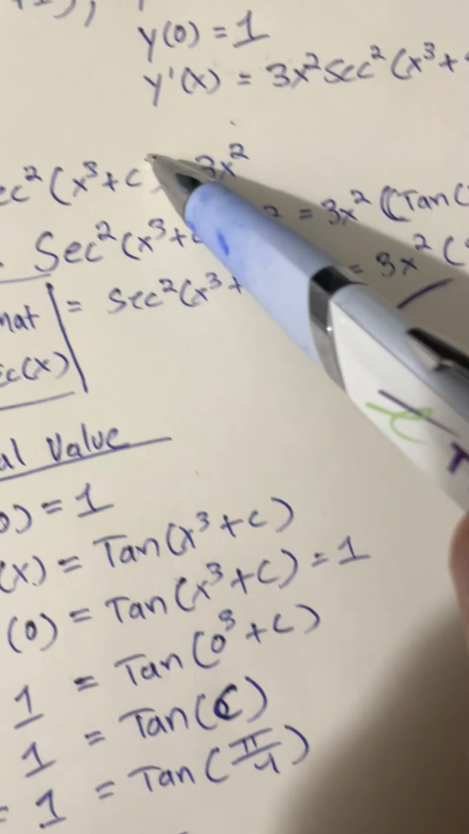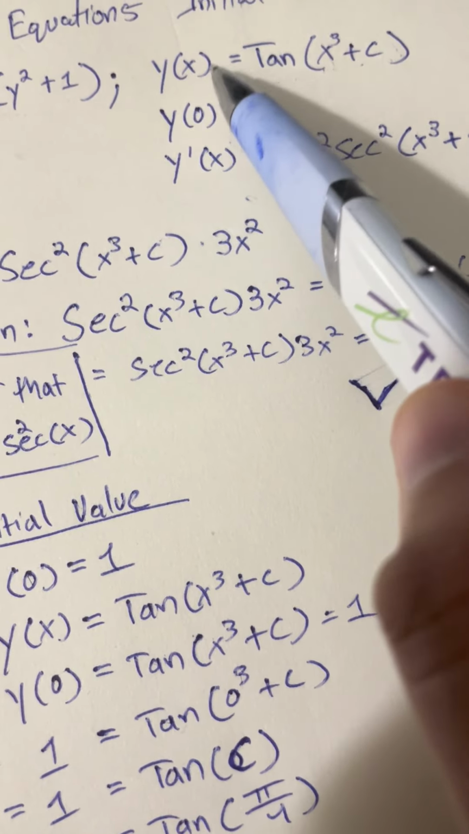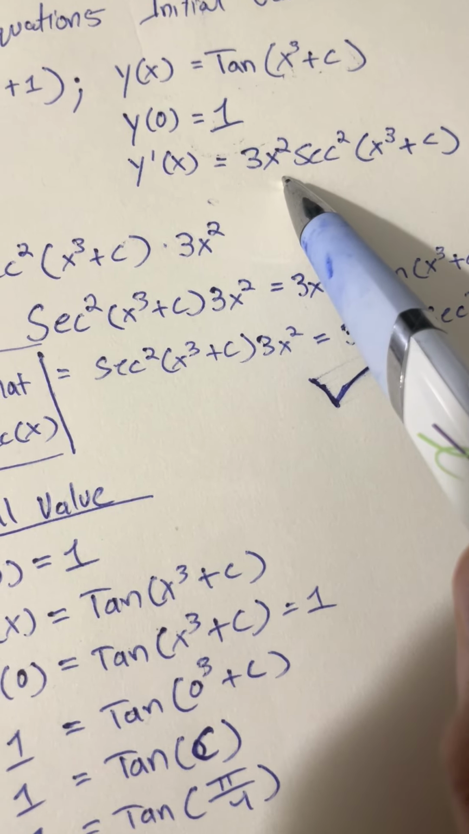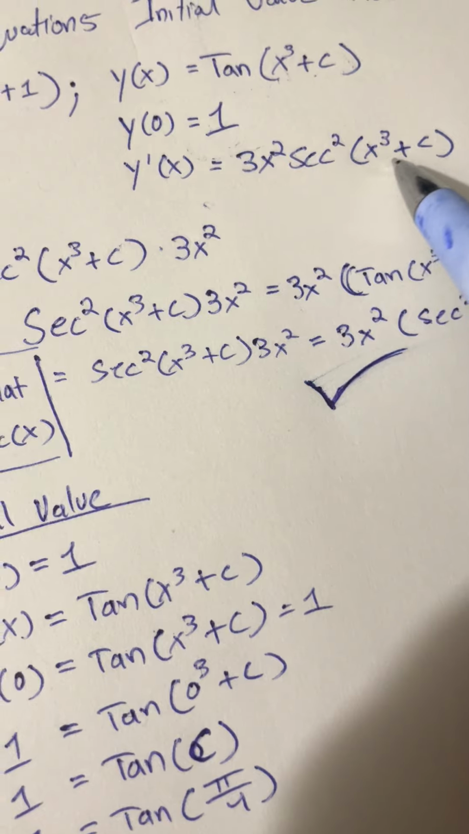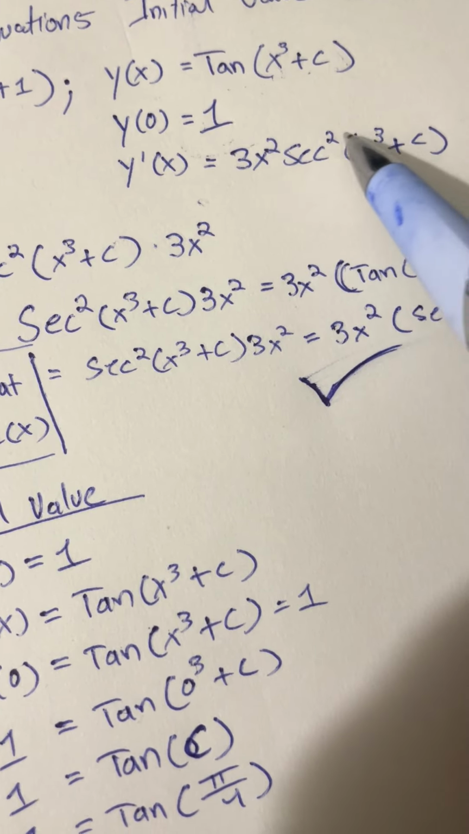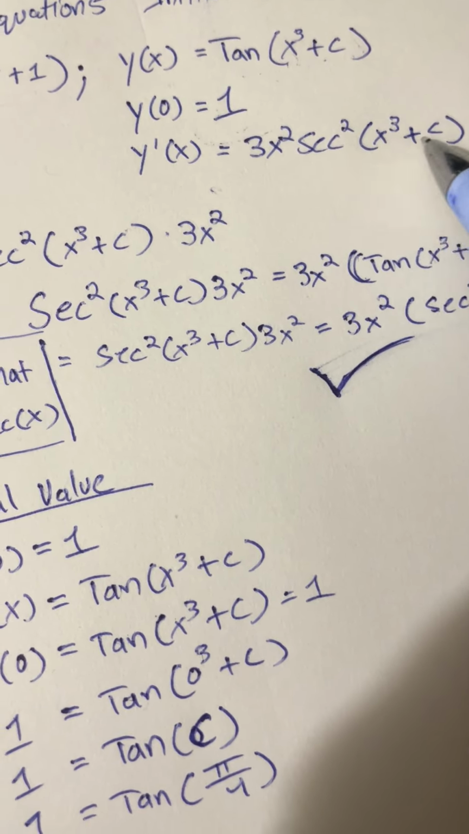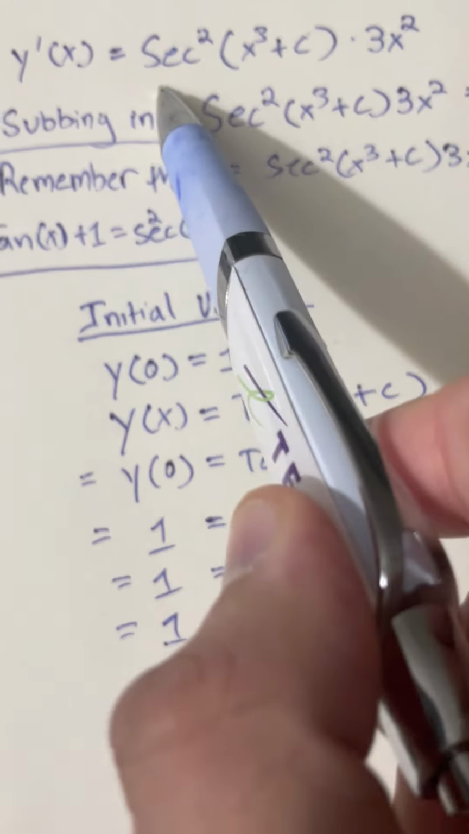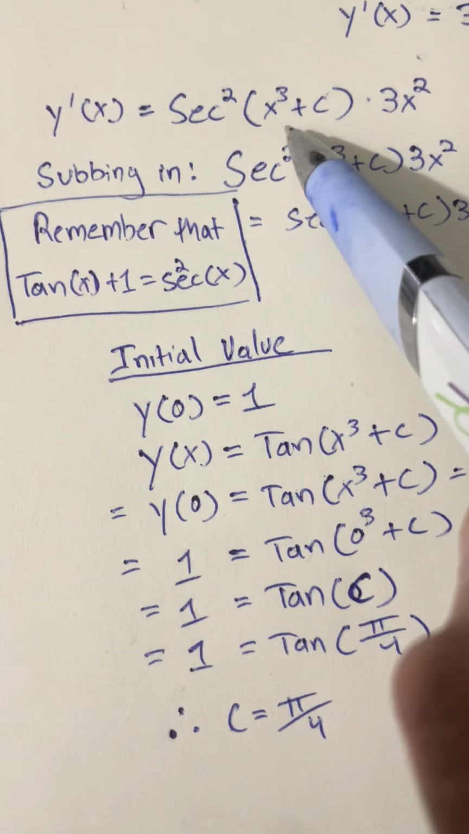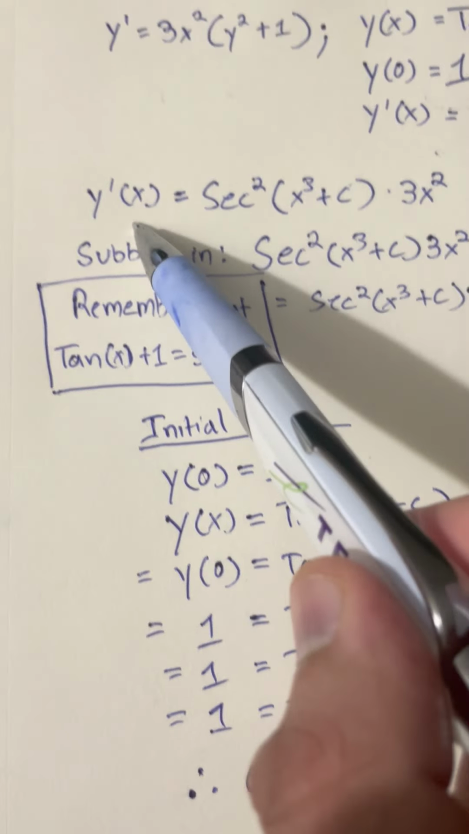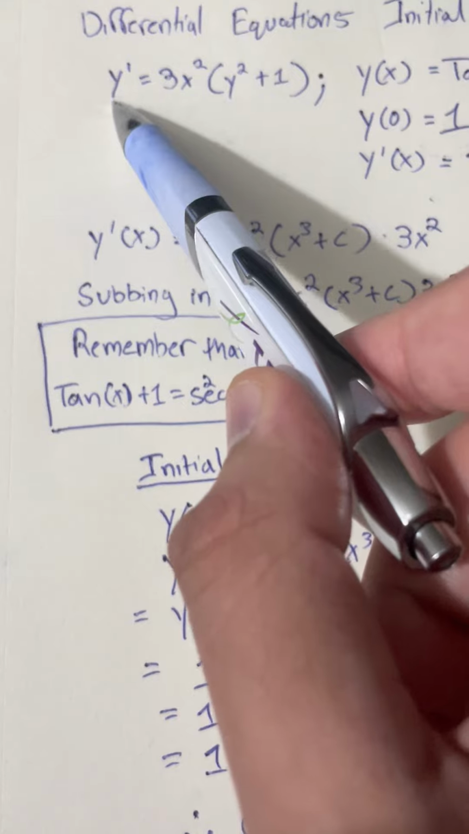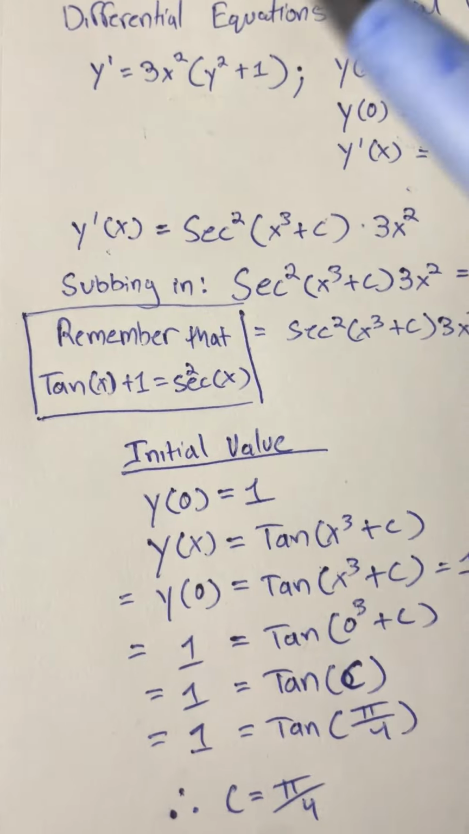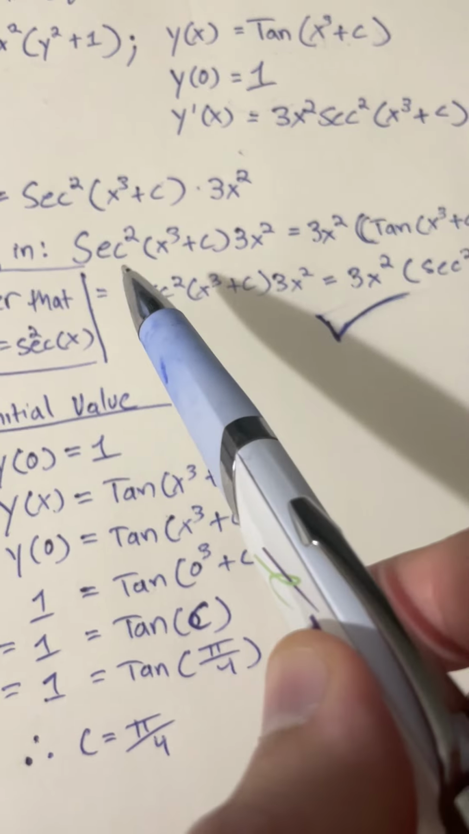So we see that when we take the original equation and we take the derivative of it, we get 3x squared via the chain rule of secant squared of x to the 3 plus c. And then you can see we just rewrote that over here. And so now what we do is we take this derivative and we sub it into this because that's what it's asking us to do. That's why we have to find the derivative. When we sub it in, we get this equation.